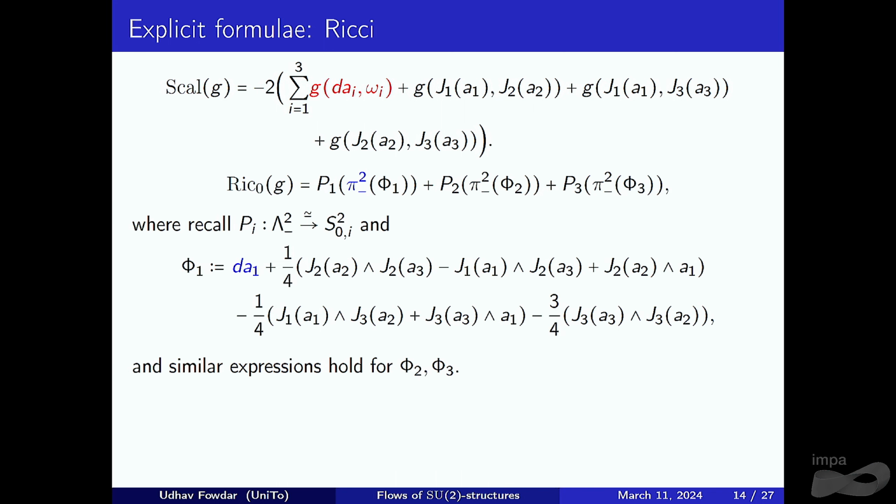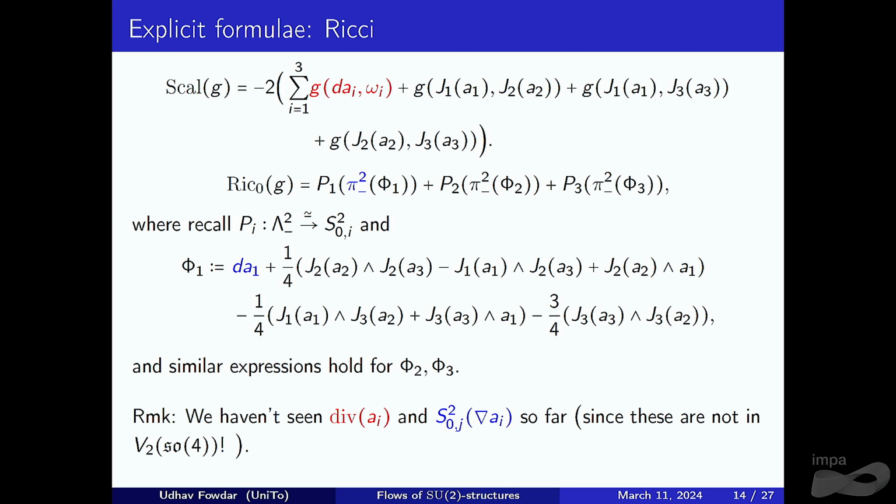On the other hand, the traceless part of Ricci is computed using the anti-self-dual part of these dαi. Okay, so remember that P1, P2, and P3 are simply the operators that convert an anti-self-dual form into a symmetric tensor. So these are the three independent components, and they are all computable simply from the exterior derivative of αi, the anti-self-dual bit of it. But note that we have not seen either the divergence or these other traceless symmetric projections of the covariant derivative.